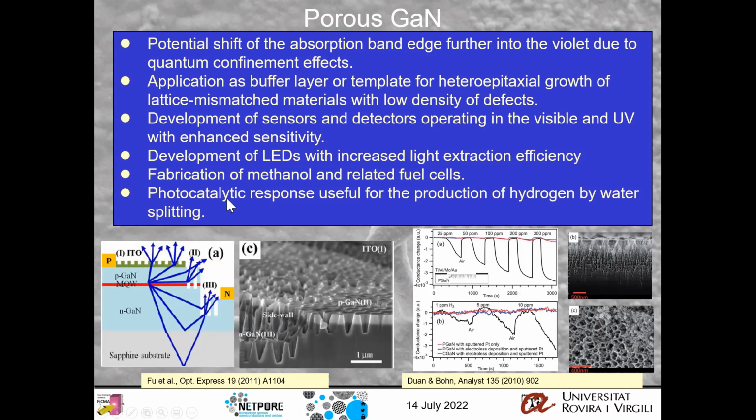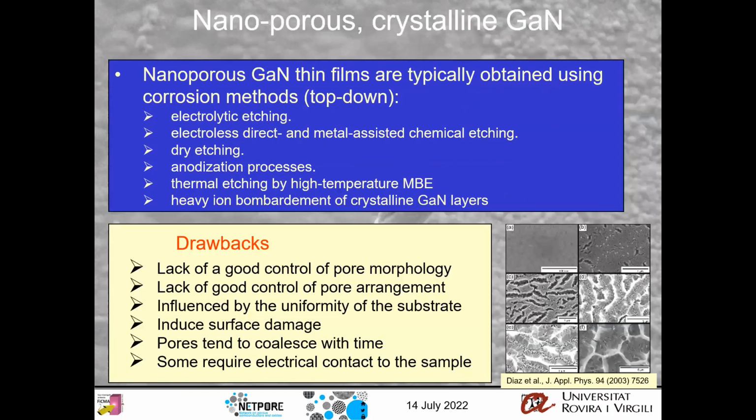Apart from that, it has also been used in the fabrication of methanol and related fuel cells, and also in the photocatalytic response for the production of hydrogen by water splitting. Normally, nanoporous gallium nitride is produced by top-down techniques like electrolytic etching, direct electrolysis and metal-assisted chemical etching, dry etching, anodization processes, etc. All of them have drawbacks.